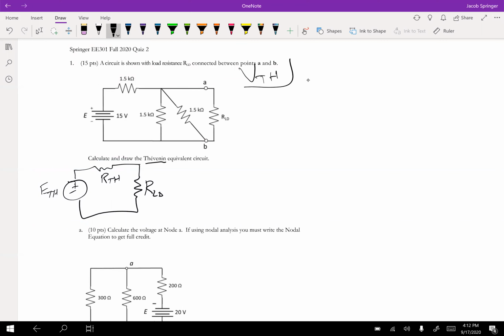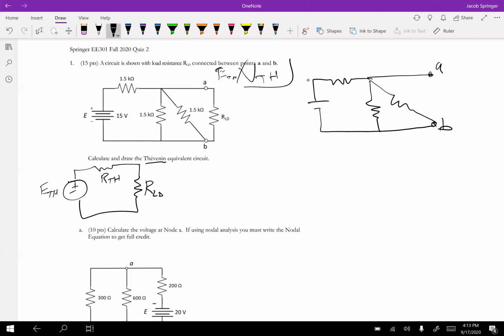So when solving for V Thevenin, or E slash V Thevenin, right? We remove the load. So here's A, here's B, and then everything else in the circuit stays the same. I'll draw it the way it's drawn, although it doesn't have to be, as long as I keep my node connections the same. Right, so here's 15 volts, 1.5, 1.5, and 1.5.